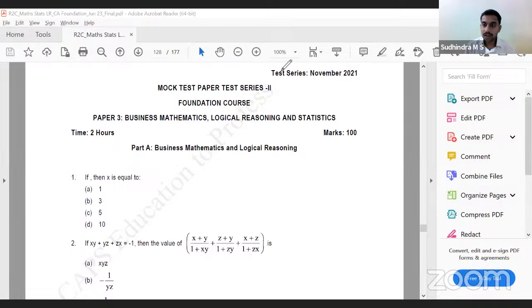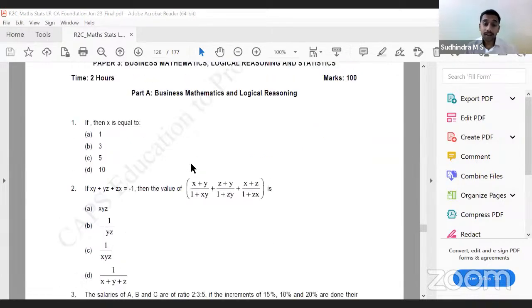Question number 2. If xy plus yz plus zx is equal to minus 1, find the value of x plus y divided by 1 plus xy, plus z plus y divided by 1 plus zy, plus x plus z divided by 1 plus zx. So the first question and second question combined, they have made the second question bigger. Option C is the right answer.